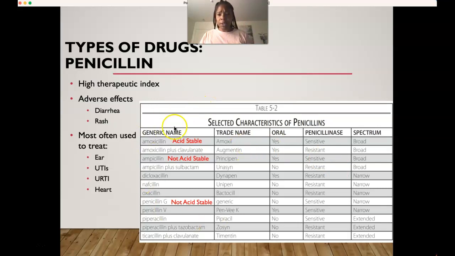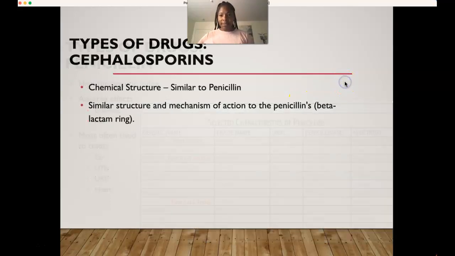Now, y'all might be thinking, what's acid stable and not acid stable? So a drug that is acid stable, what it means is as it passes through the GI tract, which we know can be acidic, it is not going to be broken down. And so there will be more of the drug available to be absorbed, right? Something that is not acid stable, so your ampicillin, right? And then your penicillin G, they're not acid stable. So what that means is as it passes through the GI tract, it will be broken down. And so there will be less of the drug available to be absorbed later on in the process. All right. So hopefully that all makes sense.